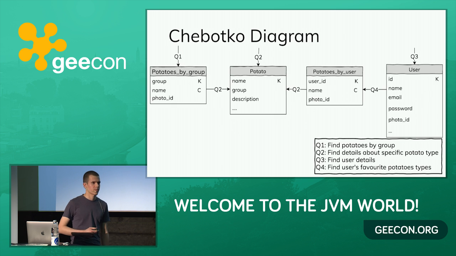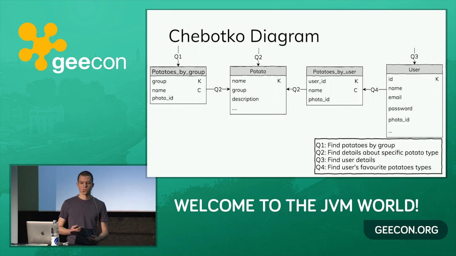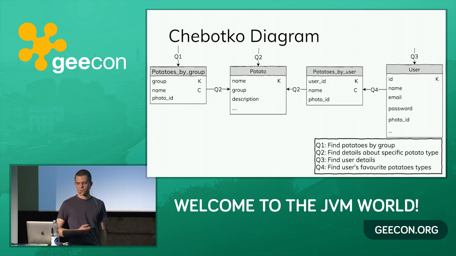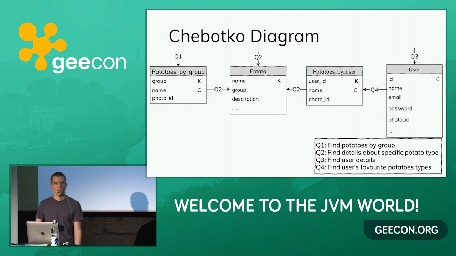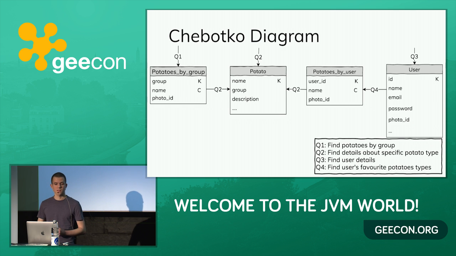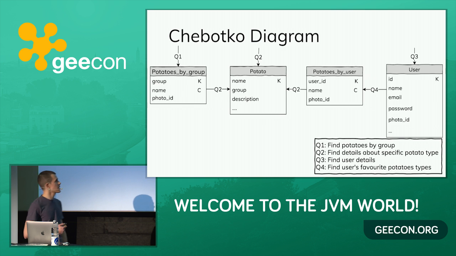So, the Chebotko diagram. It's just a combination of the queries which need to be performed together with tables which contain all the data needed to view some data on your website. So, query 1 is find potatoes by group. You can imagine that a website may have some potato filtering feature, like filtering potatoes by group, because potatoes are separated into 7 main groups. There are red, white, yellow potatoes, etc. And that's why we're having this table.